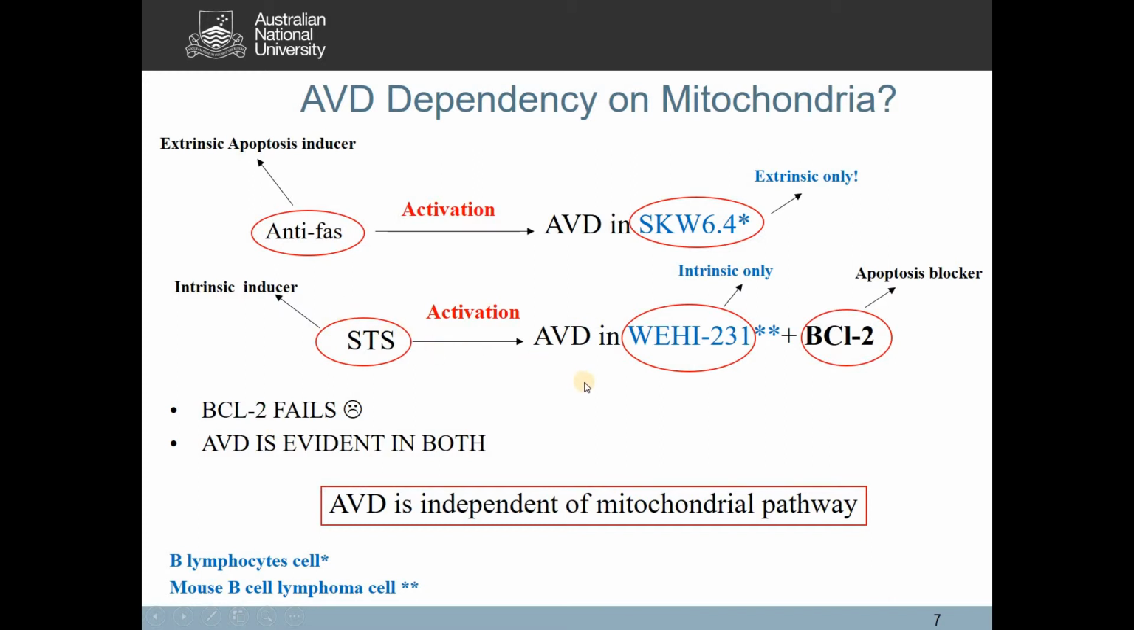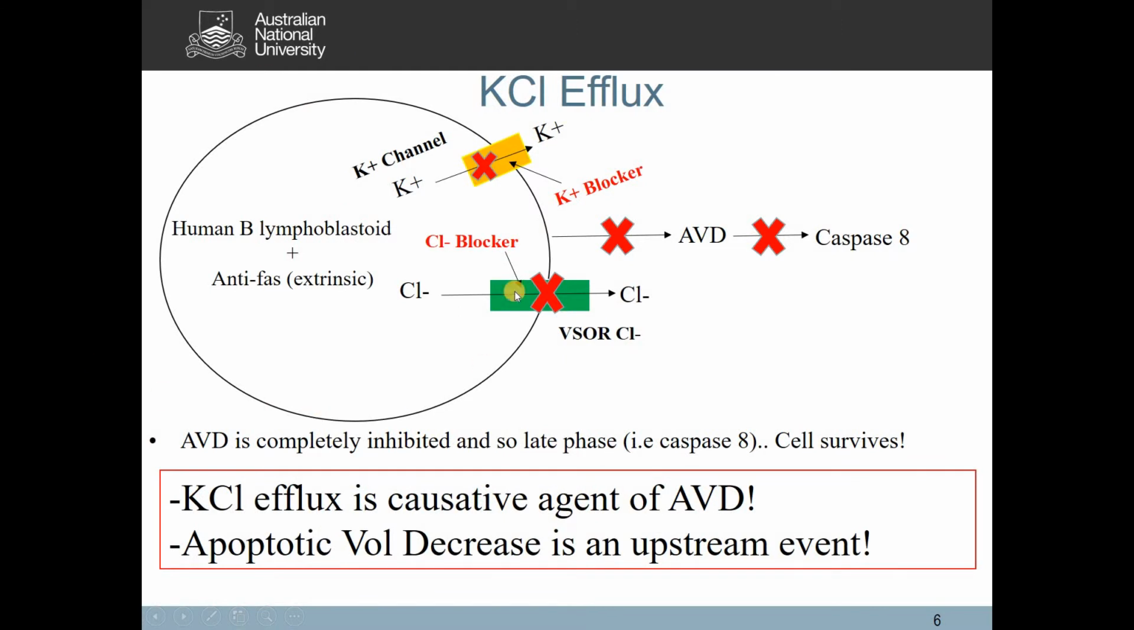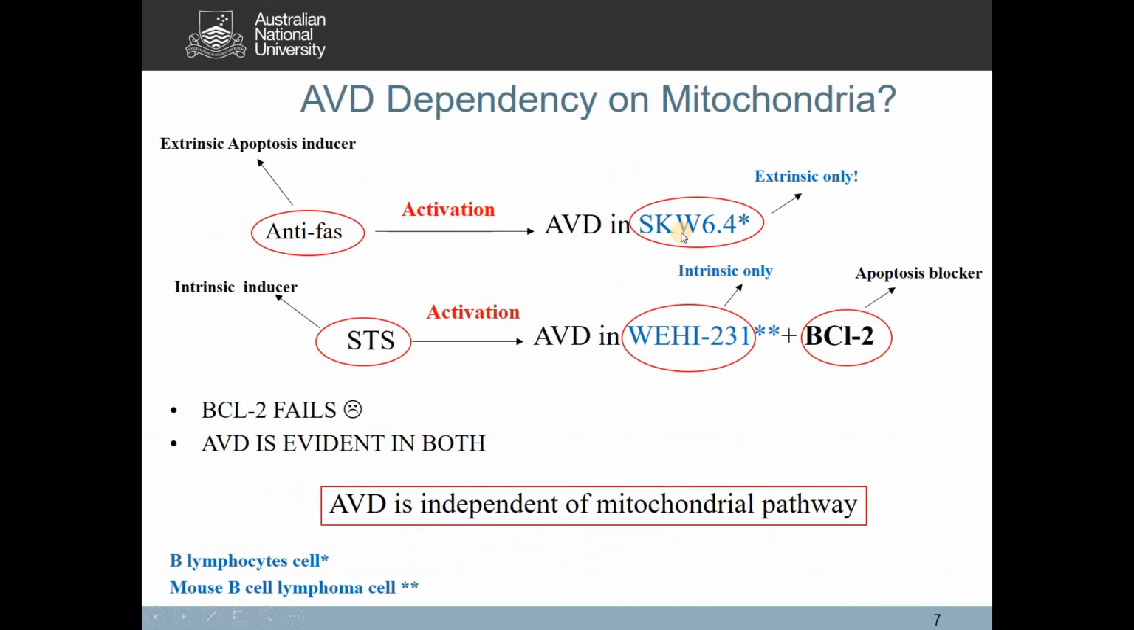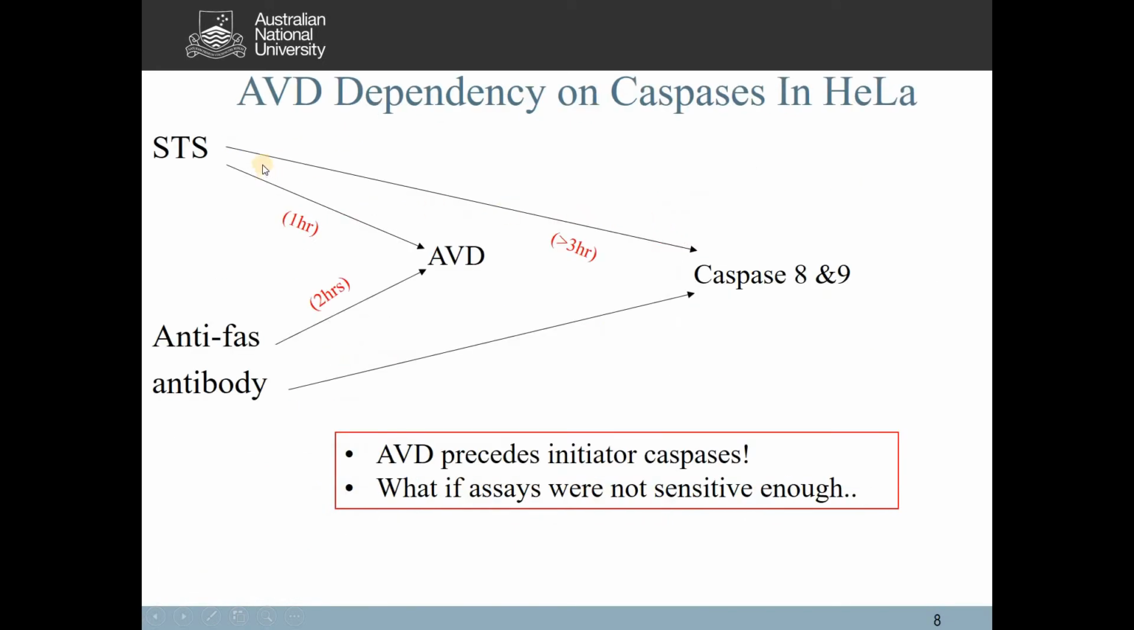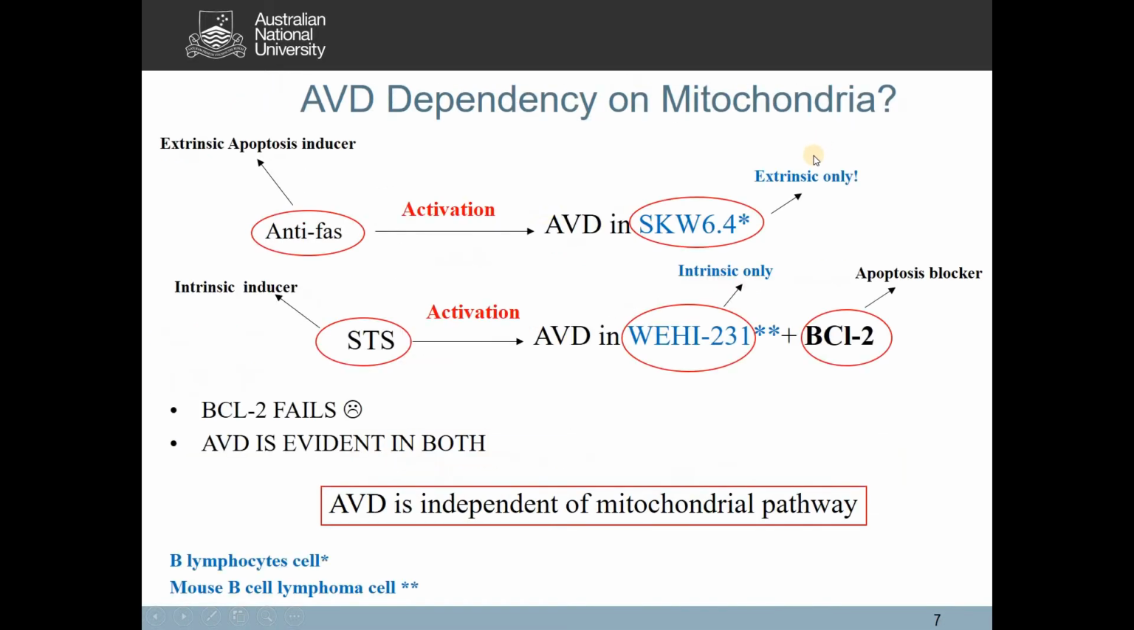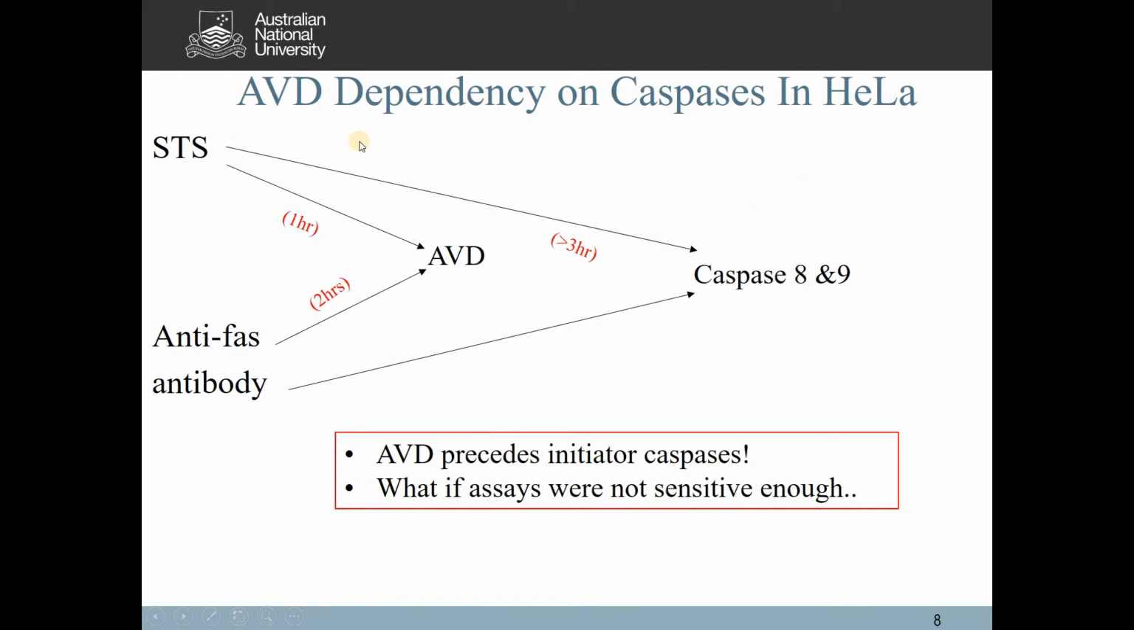Okay? So it just means that so far it's just dependent on the KCl. So we know that KCl is the only causative agent. We don't know what actually would cause KCl to give rise to AVD. So this was the case, right? Now we're going to identify the relationship between caspases 8 and 9.